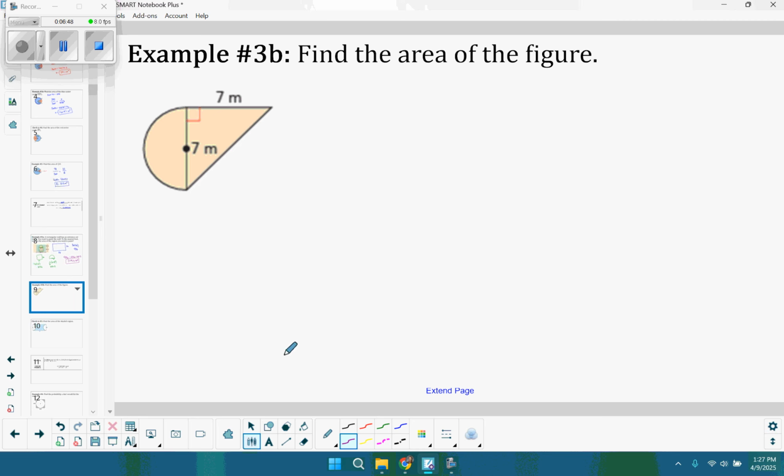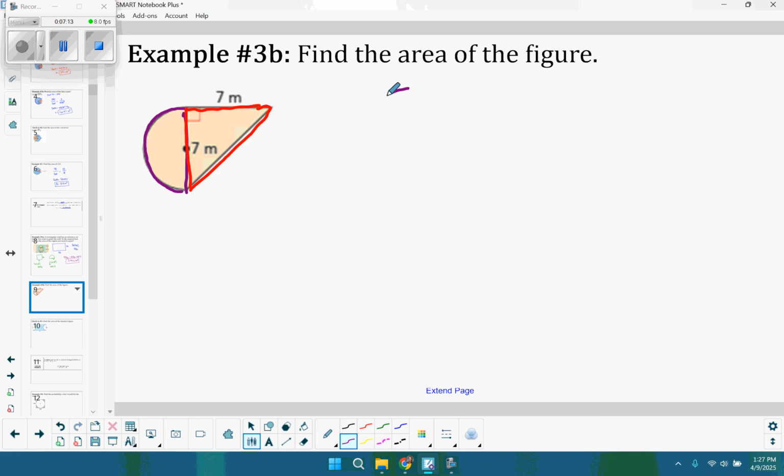If we look at example 3B, there's no cutout portion. We have one shape here, which is half a circle. We have a different shape here, which is a triangle. And that's all our figure is made up of. Nothing got taken away from either of these shapes. So we can find the area of each independent one and combine them.